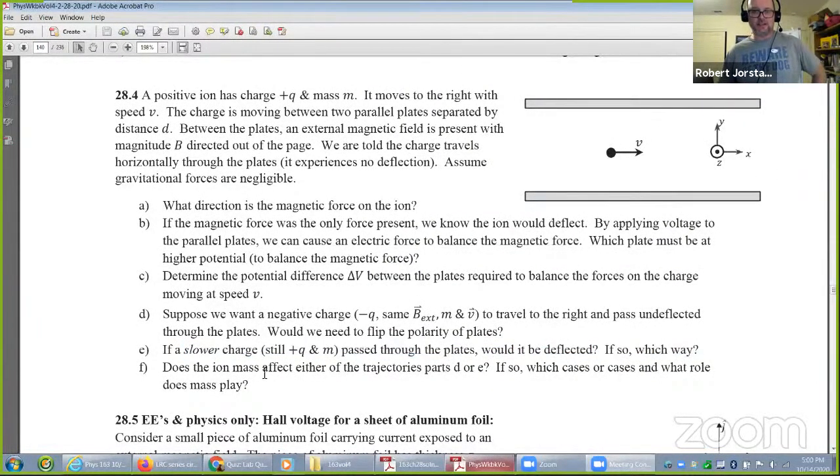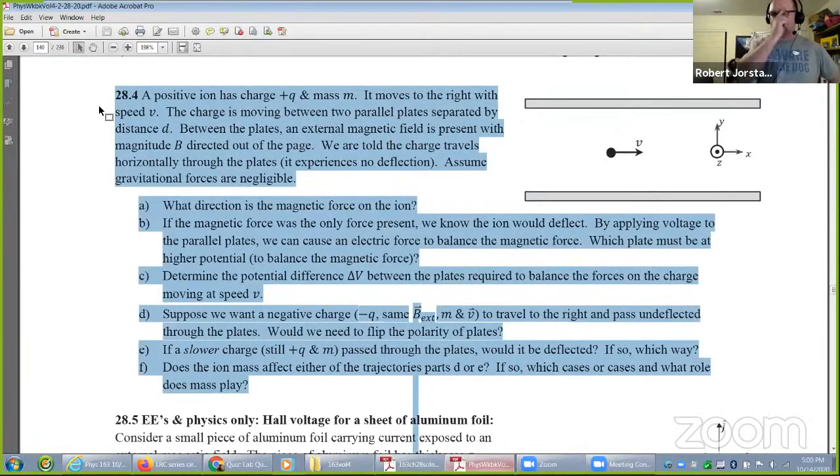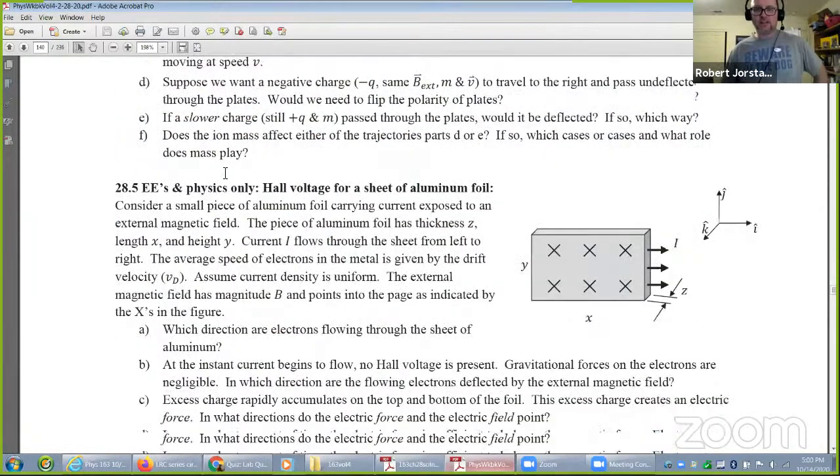So give me just a second. All right. Yeah, ion mass matters. This is an important question. I want you guys to try this again later at home. So that said, it also relates to this one.